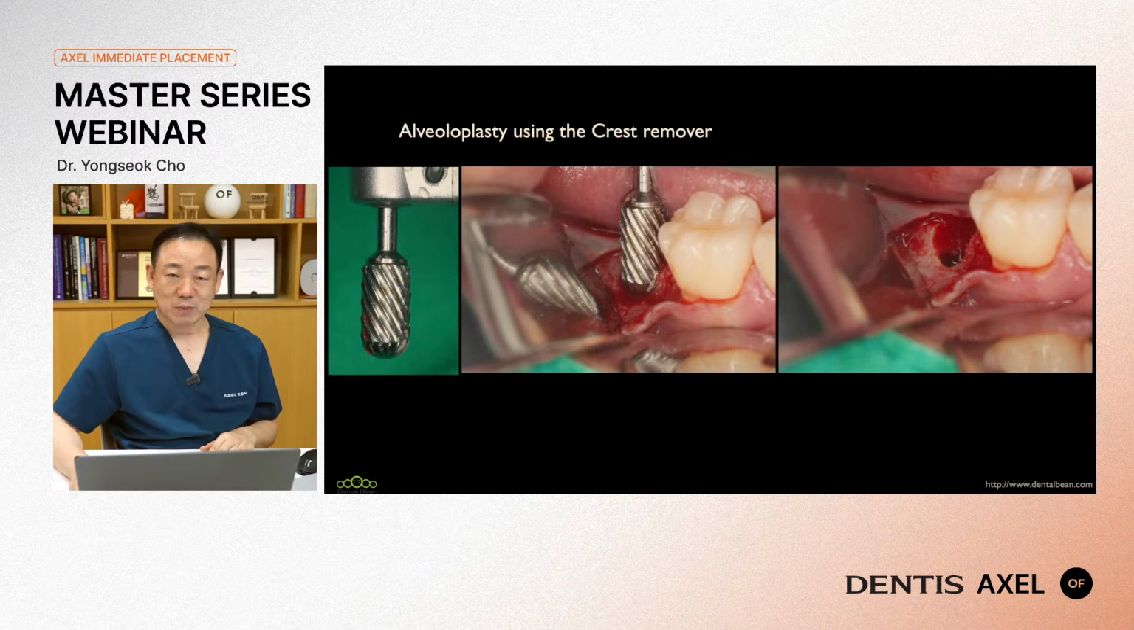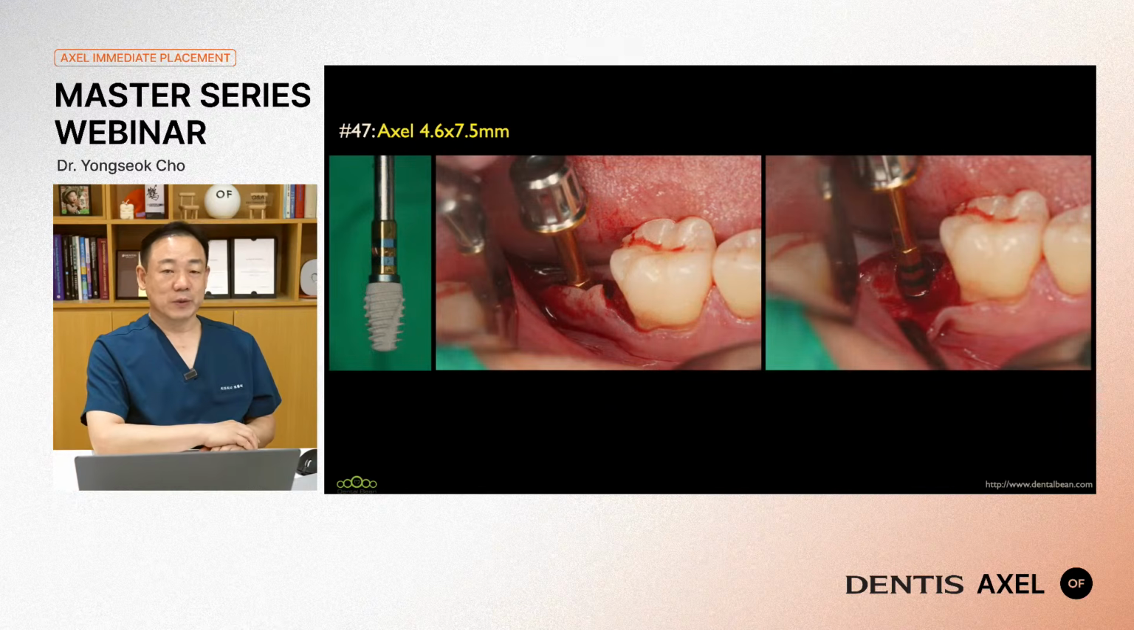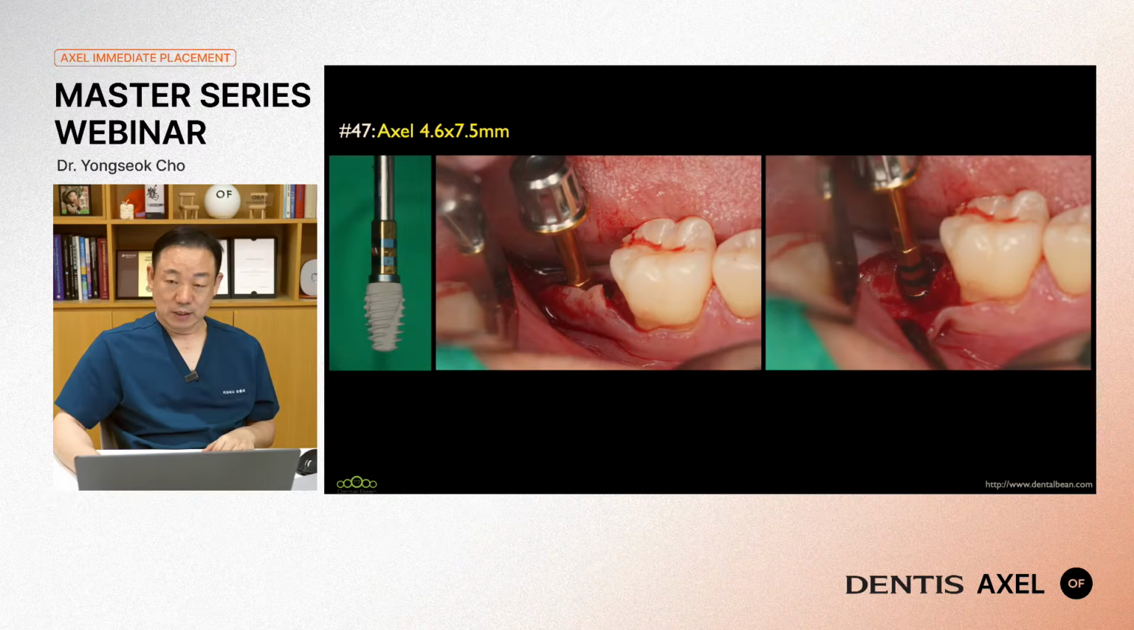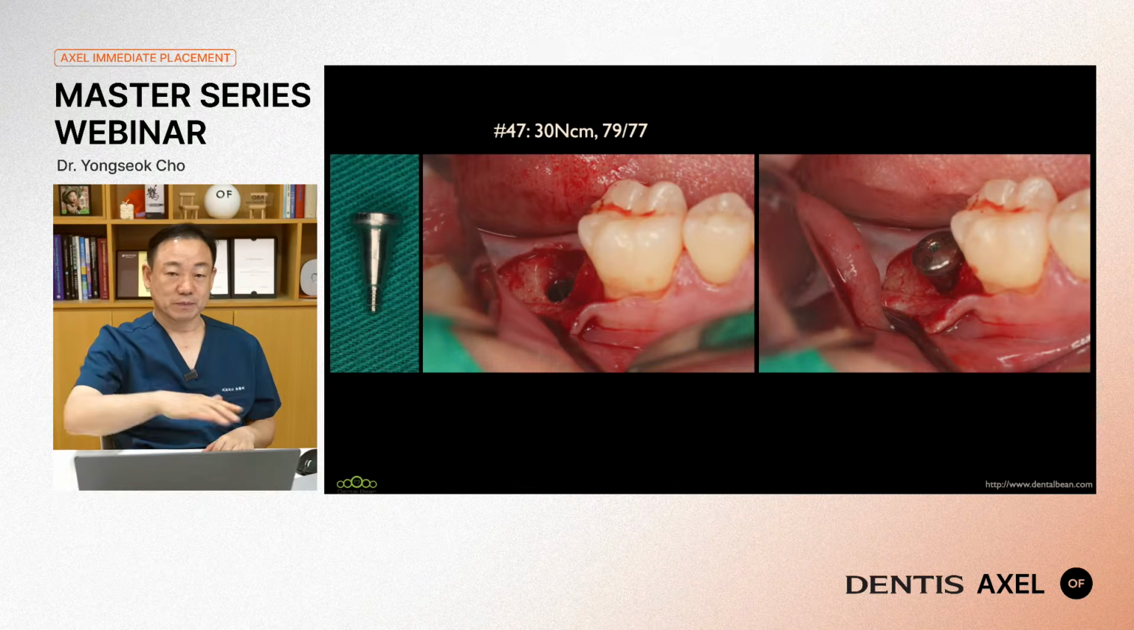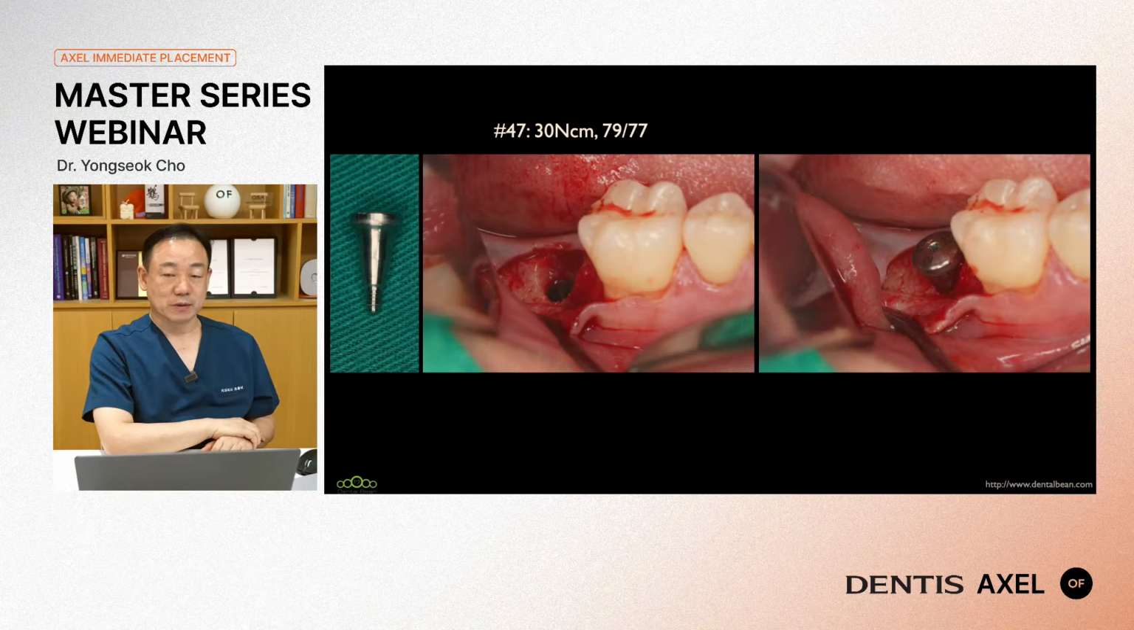Here I tried alveoloplasty using a crest remover. And then I selected the implant, 7.5 mm long. It is a short implant, and I completely placed the implant inside the bone.